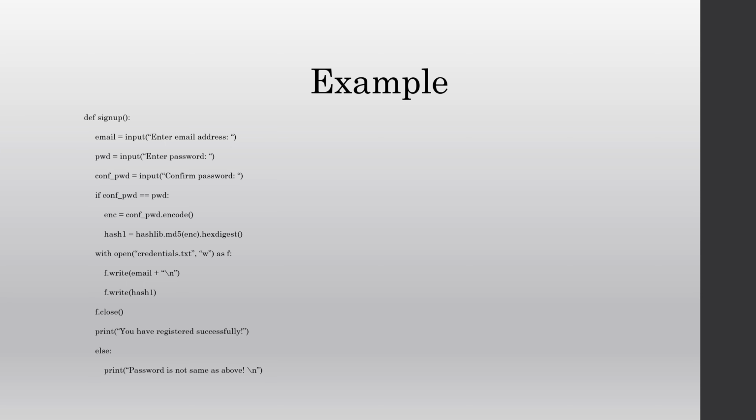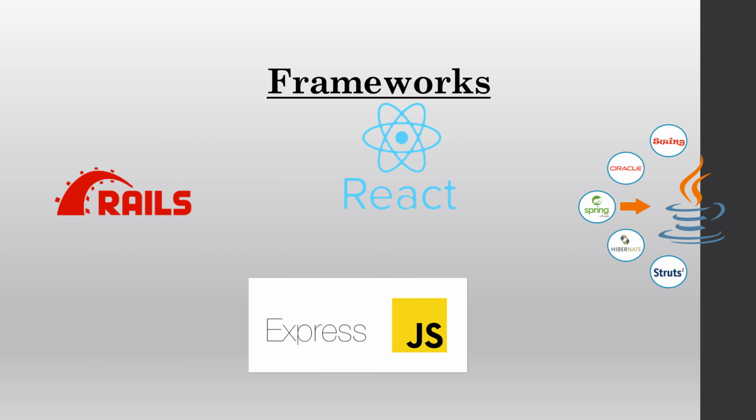And then we have the frameworks. Each language has its own framework. For example, for Python, you can have the Flask framework and also the Django framework, so you choose either one of the two. You have Ruby on Rails for Ruby, Express.js for Node.js, and Spring for Java.